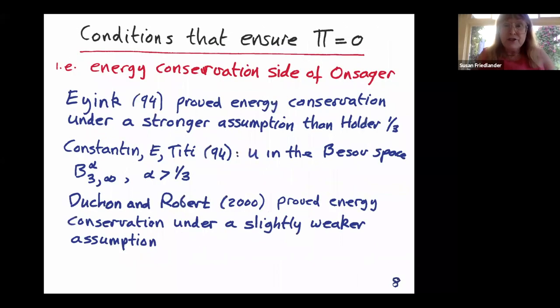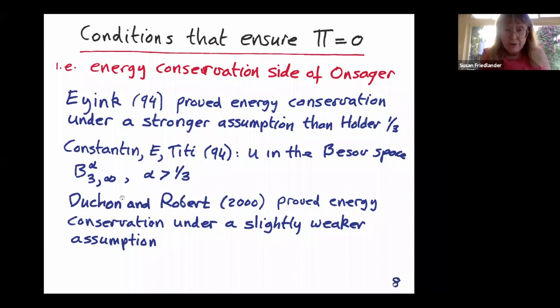There are conditions which ensure that pi is equal to zero, which is the energy conservation side of Onsager. These conditions have been studied over the decades. Maybe the first very nice argument came from Gregory Eyink in '94, who proved energy conservation under a somewhat stronger assumption than Holder one-third. In the same year, Peter Constantin, Weinan E and Edriss Titi published a paper looking at fluid dynamics in Besov spaces and proved that if u, the velocity vector, is in the Besov space B^alpha_{3,infinity} with alpha greater than a third, then pi is equal to 0.